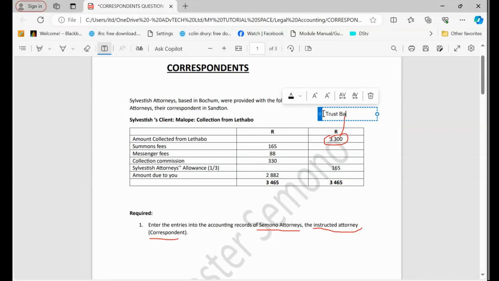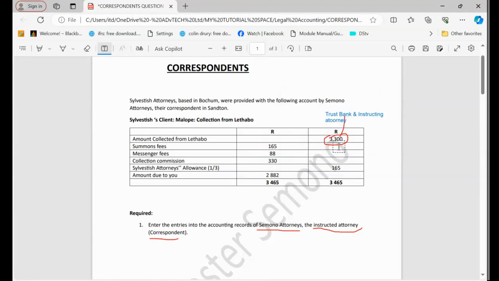the trust bank, and the instructing attorney. Okay, this is what we need to do. At the moment, this will be affected.